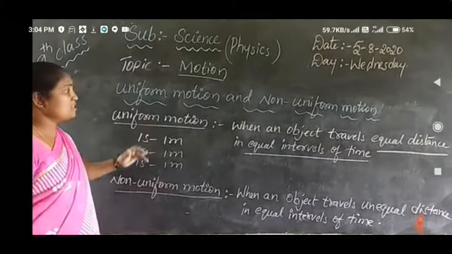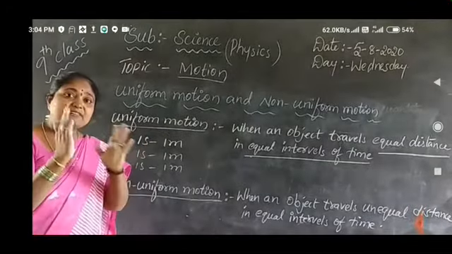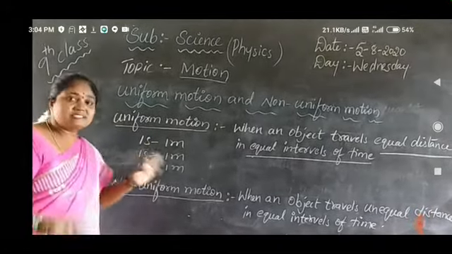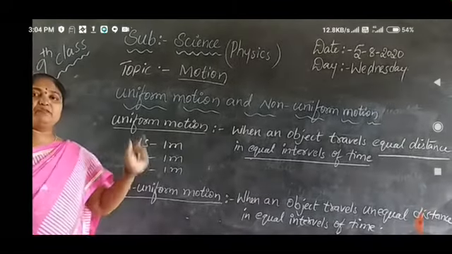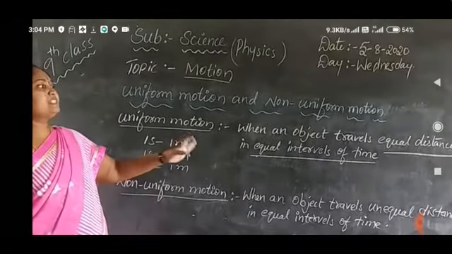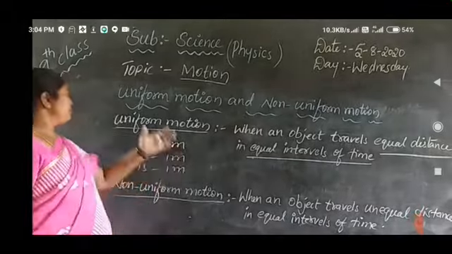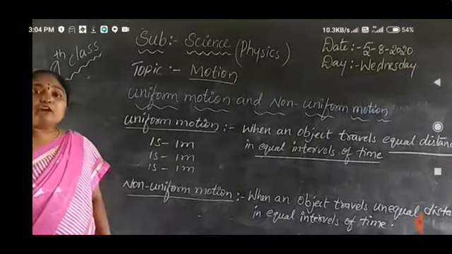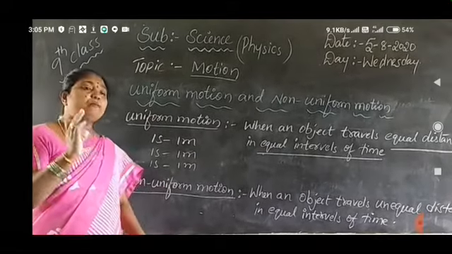What we can observe here is that we have equal intervals of time and the distance traveled is also equal. So this motion we can call uniform motion. When an object travels equal distance in equal intervals of time, we call it uniform motion. And next, let me go to non-uniform motion.